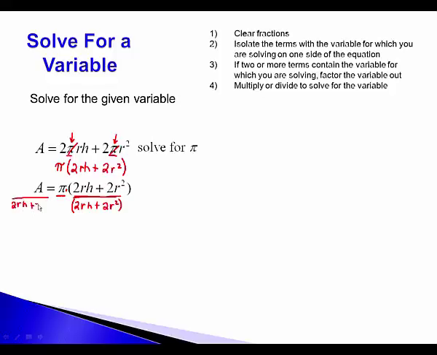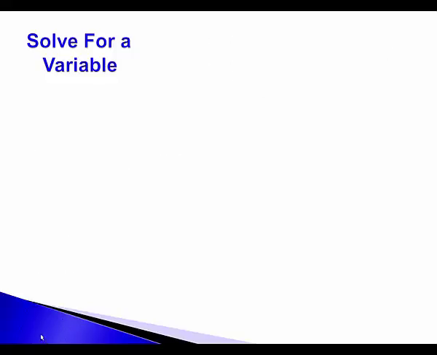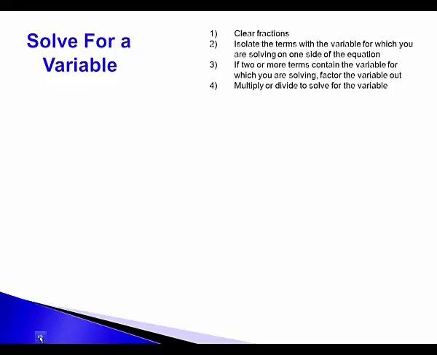2RH plus 2πr squared. These will cancel. I know they're big and ugly, but the rules are still the same. And what I'll be left with is A over 2RH plus 2r squared is equal to pi. Once again, you can turn that around if that would make you feel better. Let's keep going now and look at this one.